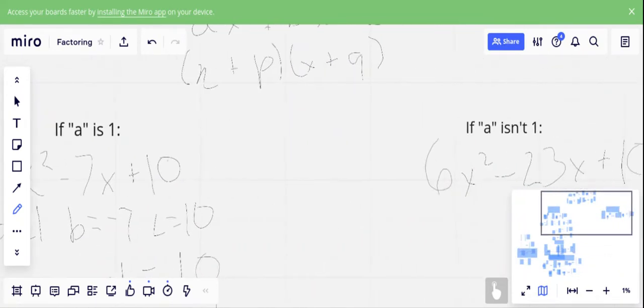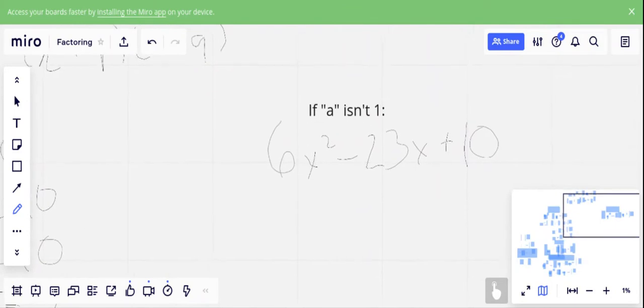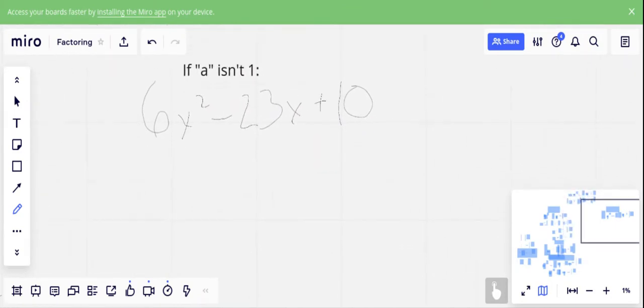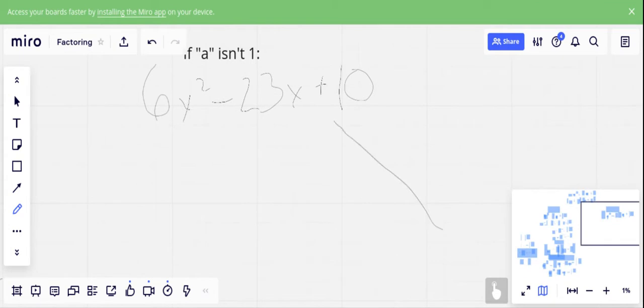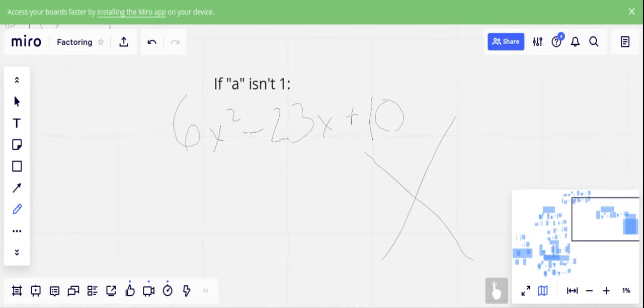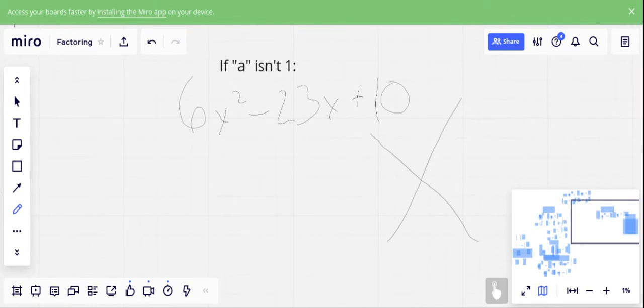But what if a isn't 1, as it won't always be? If a isn't 1, then we use something called the X method, where we draw a big X and we start to solve. So let's try and solve this quadratic and find the factors of it. It's 6x squared minus 23x plus 10. So let's try to find the factors.